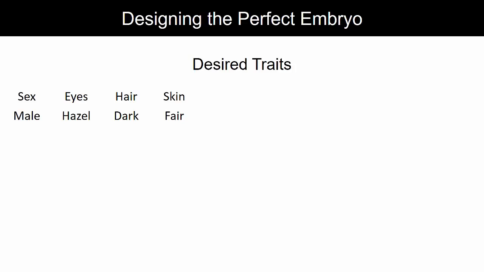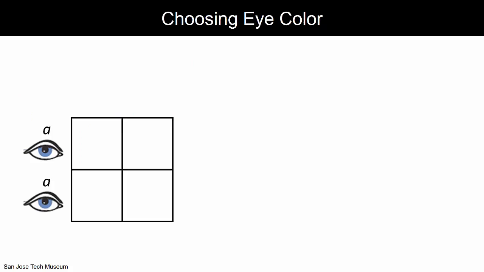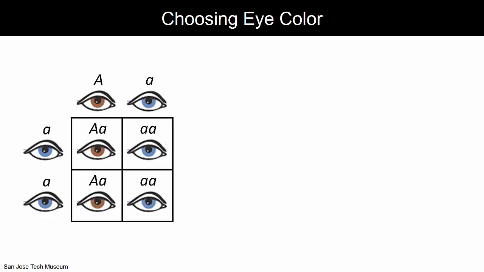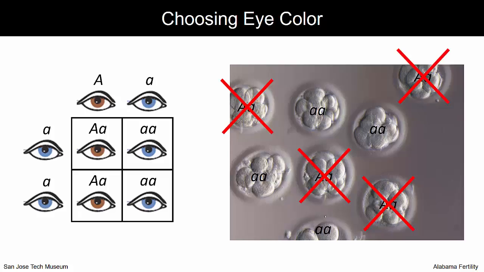Now this is what we imagine when we talk about designer babies. And these decisions are possible. Suppose one parent has blue eyes, which is homozygous recessive, and the other parent is heterozygous and has brown eyes. Half the embryos will be heterozygous and half will be homozygous recessive. The parent can choose to implant only the half that matches their preference.